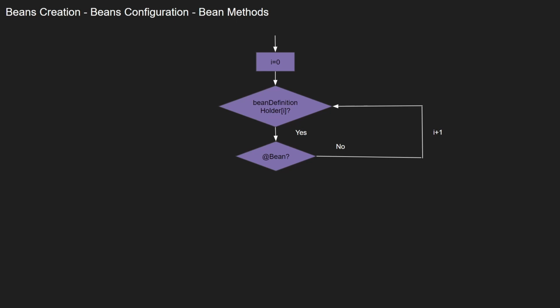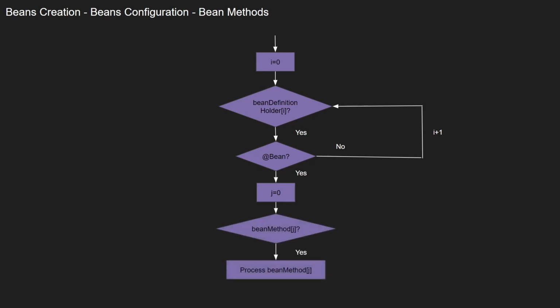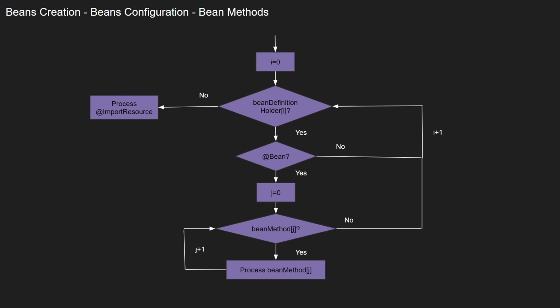Now coming back here, if there is no method definition with @Bean, it iterates to the next bean definition holder. If there is a definition in the bean definition holder class, it iterates through each of those bean methods and processes the bean method which is annotated with @Bean. Once the processing is done, it checks if there is any other method with this annotation. If there is no other, then it goes to the next bean definition holder and checks the same thing again. Once the bean definition holder processing is completed and there are no more bean definition holders, it continues processing import resources. Let's see what processing bean method does.